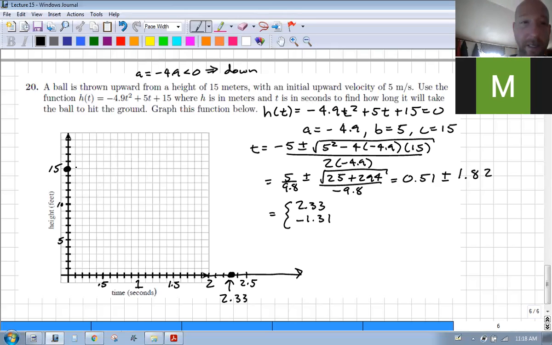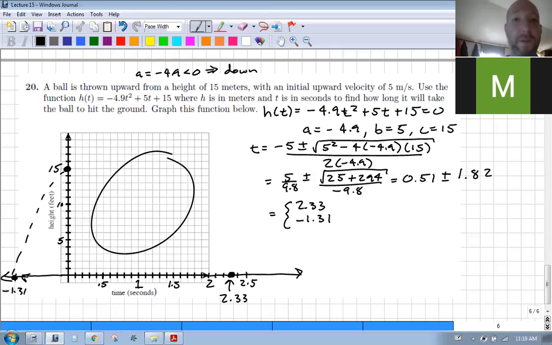Okay, so we know this thing, it either looks like this, or it might look like this. We don't know what the graph looks like. We do know it connects those 2 points though. Over here, somewhere over here would be the negative 1.31, right? We're not concerned about this side of the graph though. Okay, only the graph over here. So at 2.33 seconds is when the ball hits the ground.